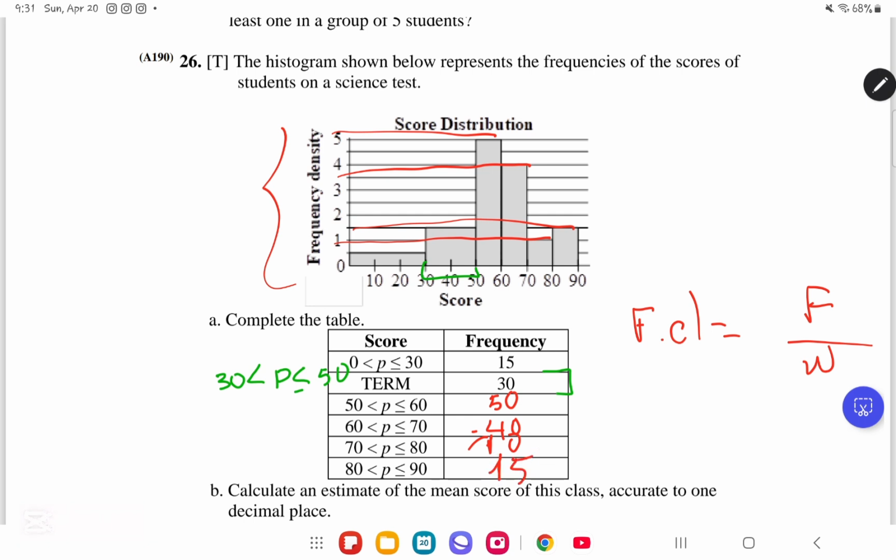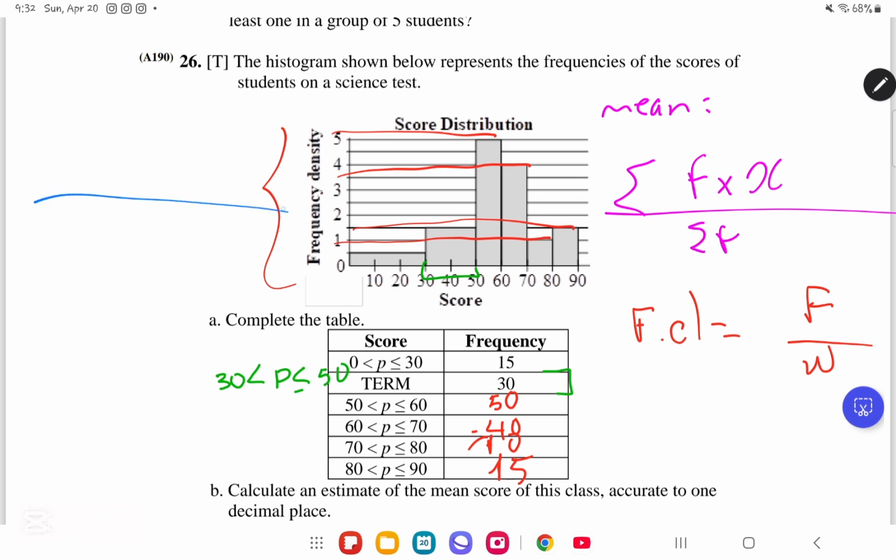Now in part B, what did they say? Okay, in part B, they said calculate an estimate of the mean score of this class accurate to 1 decimal place. So to find the mean score of this class, we will need to do the sum, this is sigma notation, sum of the frequencies times their values over the total frequency, so over the sum of the frequency.